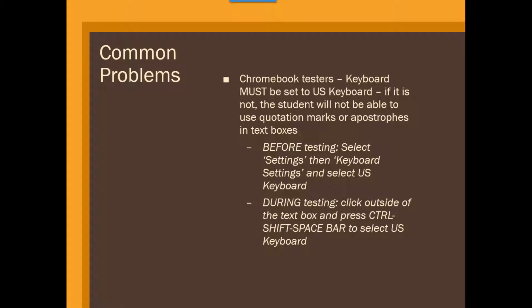Students testing on Chromebooks who have the wrong keyboard setting, U.S. International Keyboard, will not be able to use quotation marks or apostrophes while in text boxes. To resolve this issue before testing begins, choose Settings on the Chromebook, then choose Keyboard Settings, and be sure U.S. Keyboard is selected. If this happens during testing, have the student click outside of the test box, then press Ctrl-Shift-Spacebar, which will bring up the option to select U.S. Keyboard setting.